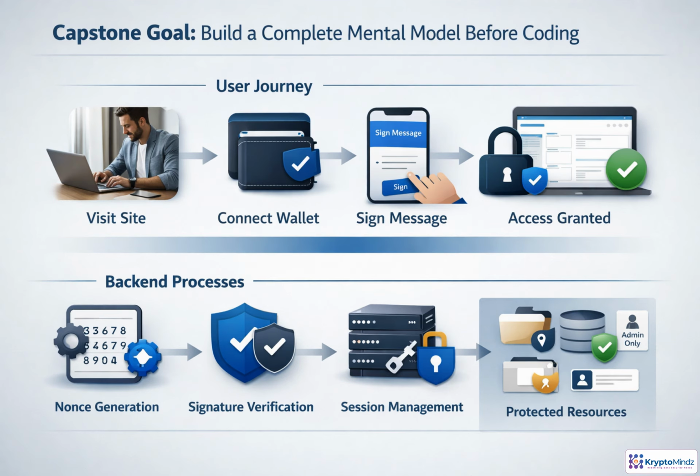Before we touch code, it helps to understand the full authentication story. For the user, the flow should feel simple: arrive, connect a wallet, approve a message, and enter. Behind the scenes, each step has a security purpose: create a fresh nonce, verify the signature, establish a session, and protect routes and roles. If that story is unclear, the result can be confusing prompts, reusable messages, or weak access control.